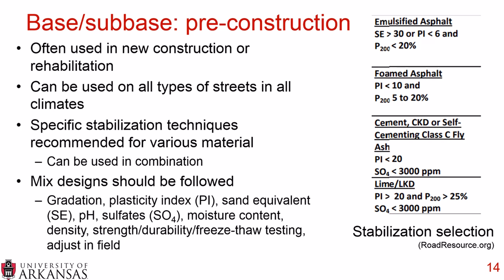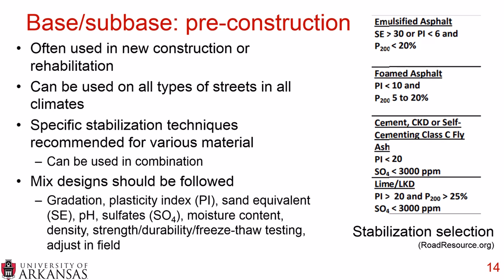For foam asphalt, the plasticity index should be less than 10 and your P200 should be between 5 and 20. If you want to use a cementitious material, your plasticity index should be less than 20 and your sulfate should be less than 3,000 parts per million. And if you want to use lime, your plasticity index can be larger than 20, your P200 can be larger than 25, and your sulfates should also be less than 3,000 parts per million.